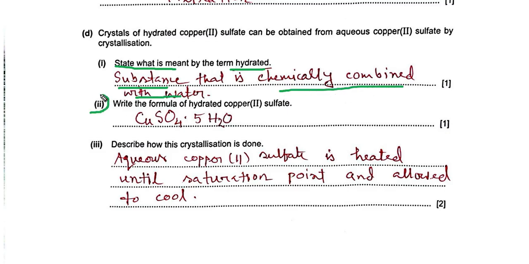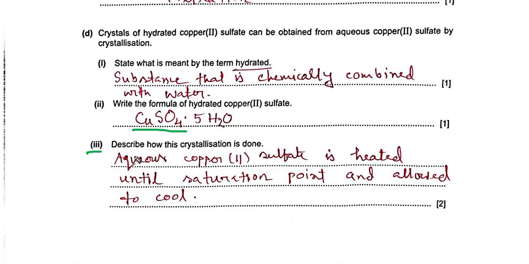Number 2. Write the formula of hydrated copper(II) sulfate. Copper(II) sulfate dot 5 moles of water. So the hydrated copper(II) sulfate formula will be CuSO4·5H2O.